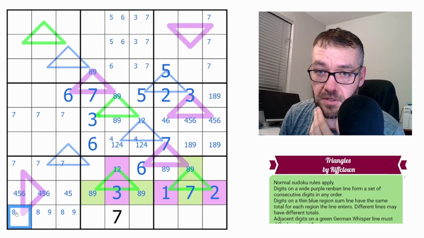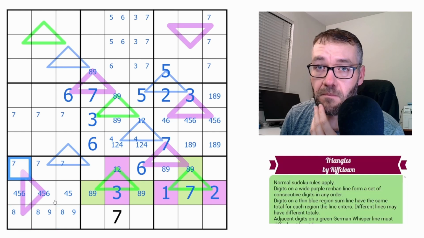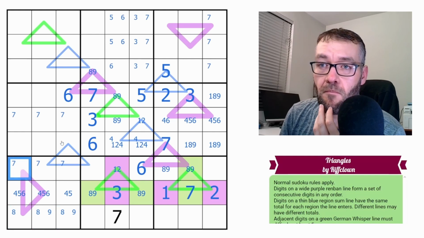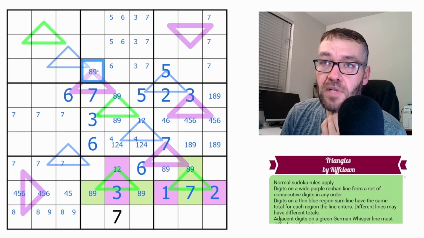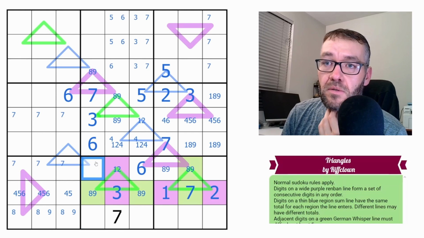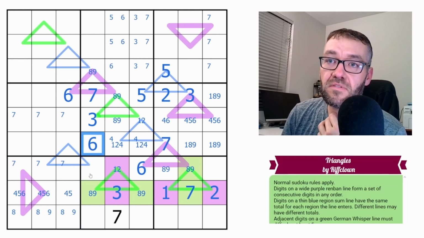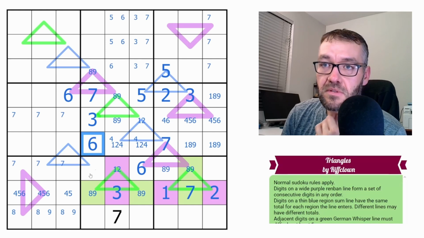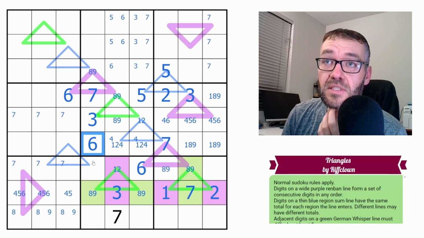So if the 8 goes here, this is going to be 5, 6, 7, 8, and the 7 would go right here. We have an 8, 9 pair here, which means we only have 4 more digits, which is 1, 2, 5, 6 in here. Uh-oh. No, we have the 6. We have 1, 2, 4, 5. That's what it is. Thought I made a mistake there for a second.